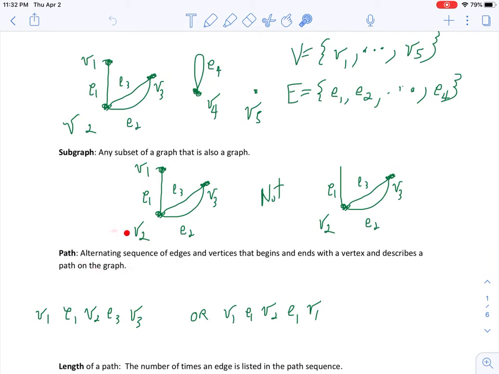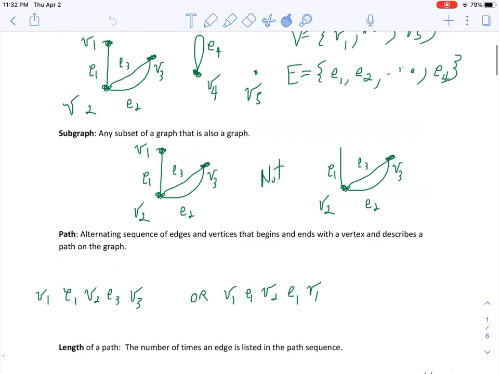Notice it's an alternating sequence, so it starts and ends at a vertex, and there's edges in between. Another path might be V1 to E1 to V2 to E1 to V1. So V1 to E1, that puts me at V2. If I walk along E1 again, and I'm back at V1, there's a path. So that path goes from here to here, back. That's what a path is.